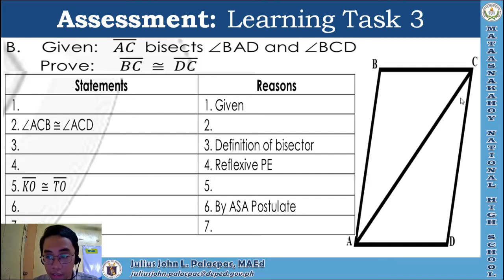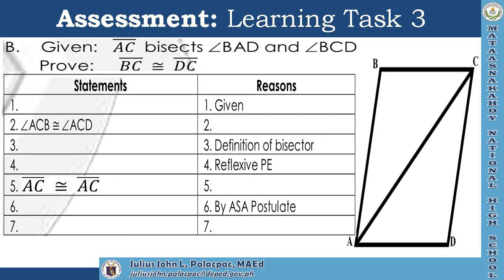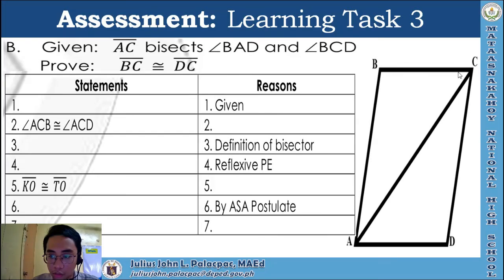So number 4, AC is equal to AC by reflexive property of equality. Line segment AC is equal to line segment AC. Segments of equal length are congruent. So we have angle, side, angle. Sa kabila, ganun din. Angle, side, angle. So triangle BAC is congruent to triangle DCA by angle, side, angle postulate. And we can prove that BC is congruent to line segment DC by CPCTC.